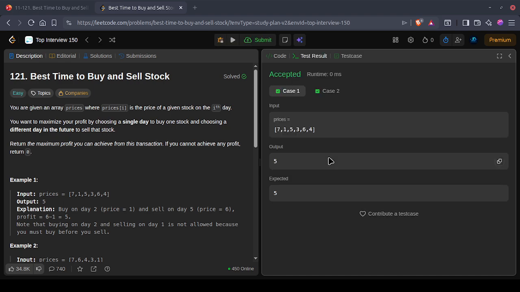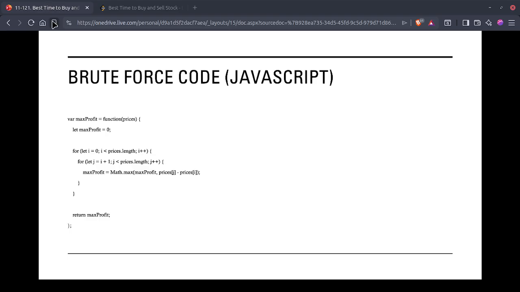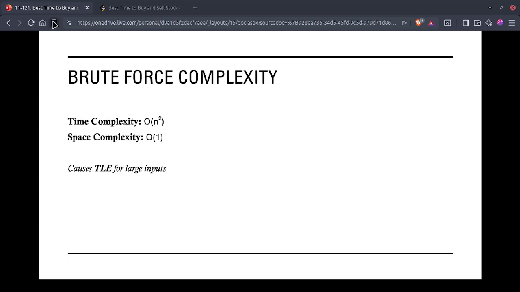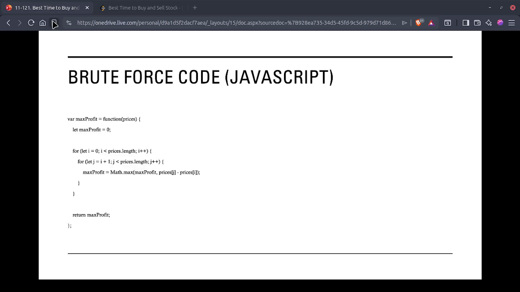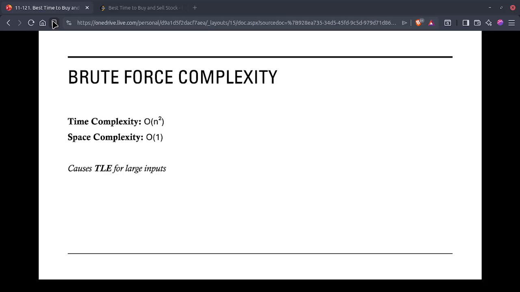So if you see, both test cases are passed, but it is a slow solution because the time complexity here is O(n squared) due to the nested for loop, and the space complexity is the bigger one. So for big input, this solution will cause a TLE. So now let's improve it.